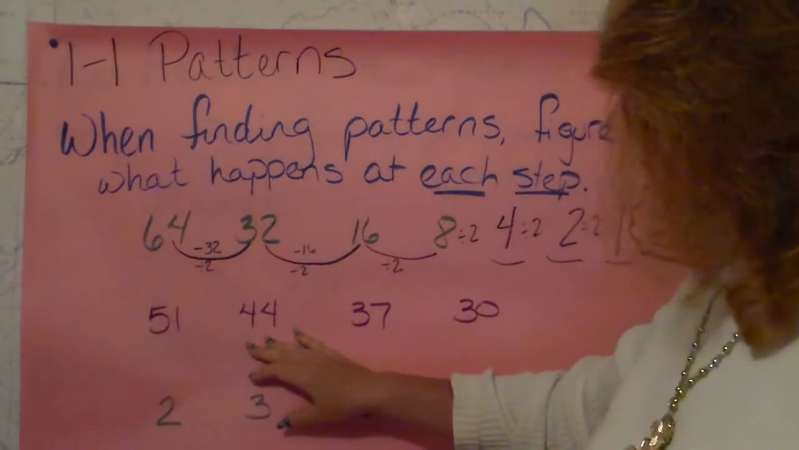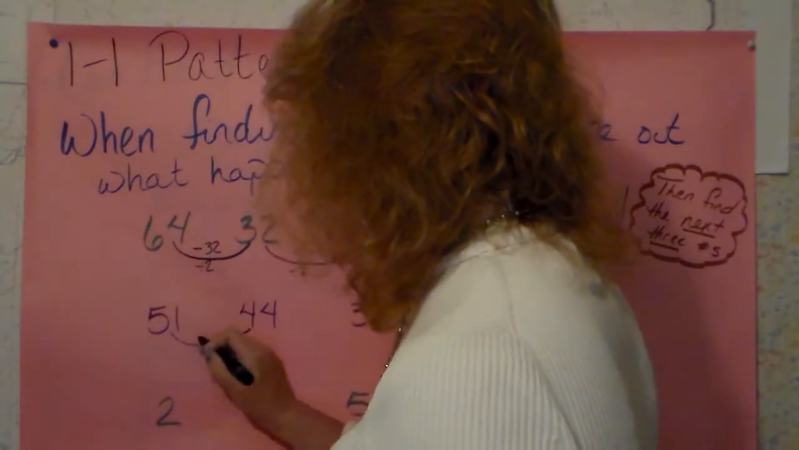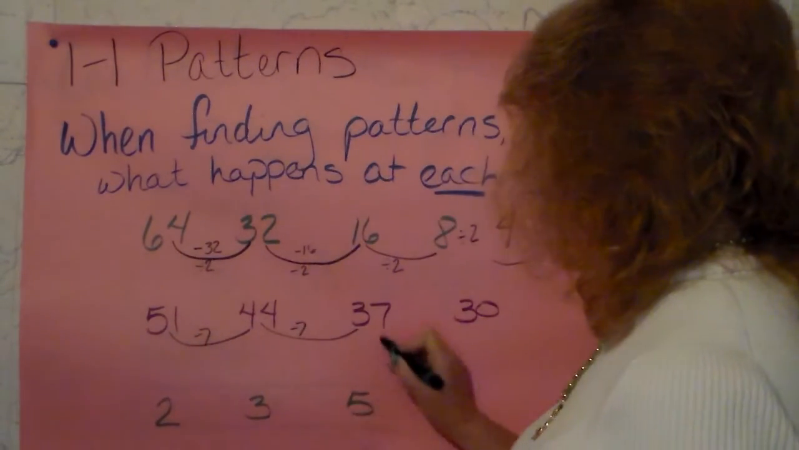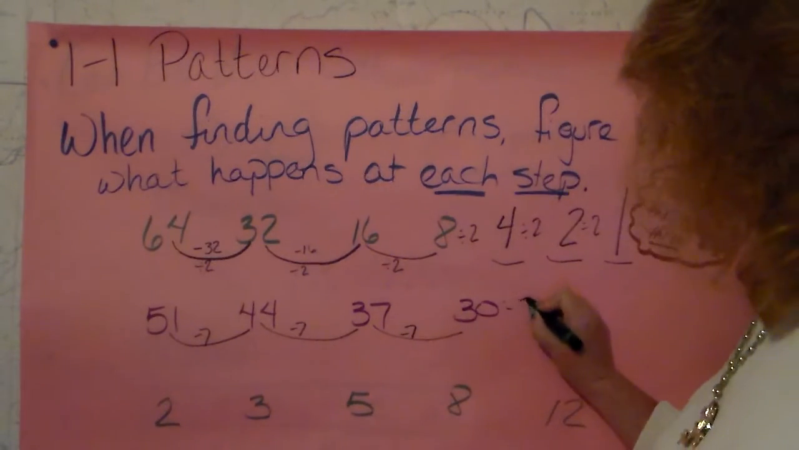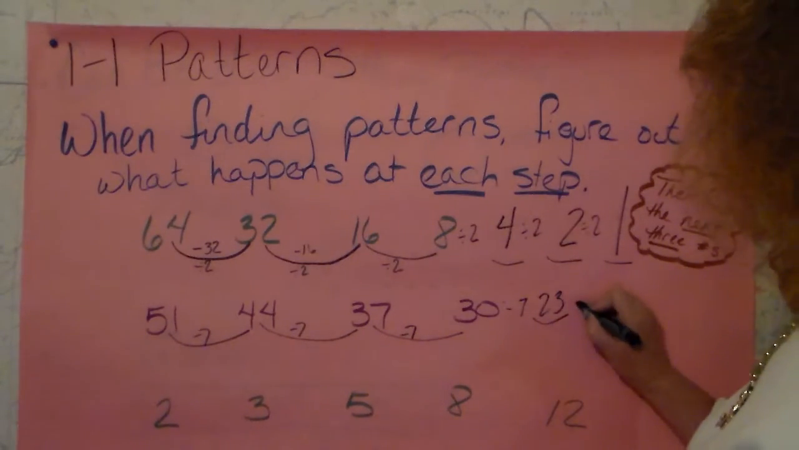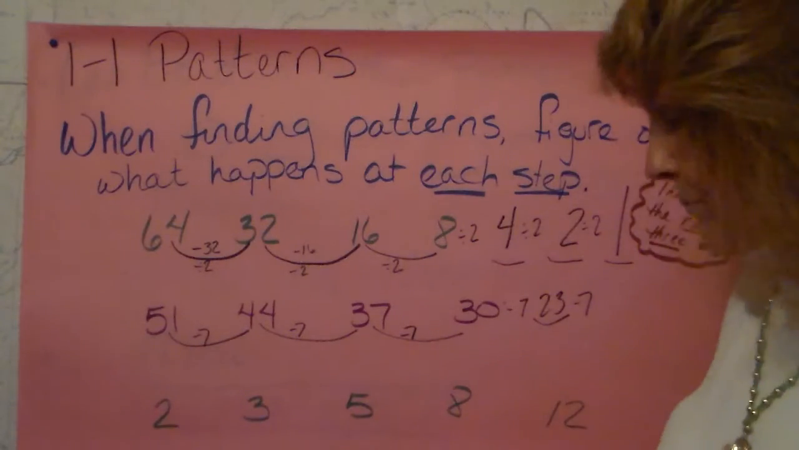From 51 to 44, what do I do? Well, here I subtract 7. Here I subtract 7. Here I subtract 7. So I'm going to keep subtracting 7. From 23, subtract 7, and subtract 7 until I get the next 3 numbers.